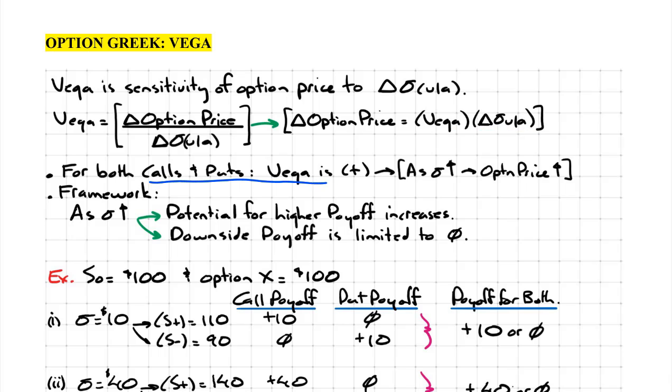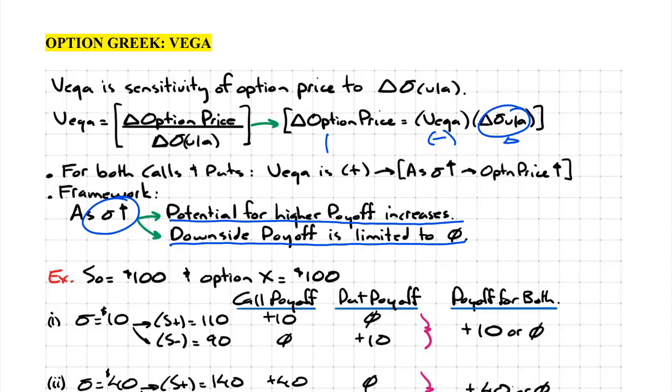Now for both calls and puts, Vega is positive, meaning that as volatility increases, the value of the options would increase as well. And here's the framework. As volatility increases, the potential for higher payoff increases, so the upside gets even bigger. But the thing with options is that the downside payoff is always limited to 0, so it can't fall below 0. So if the option expires out of the money, you just don't exercise and you walk away with 0 payoff. But the upside can be even higher as volatility increases.